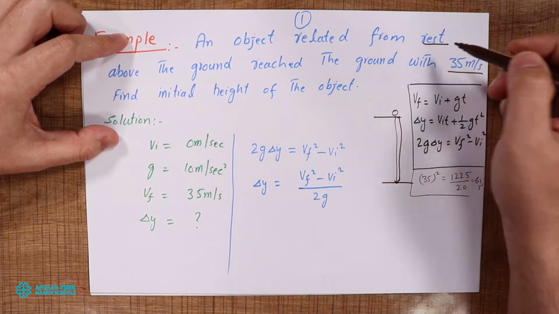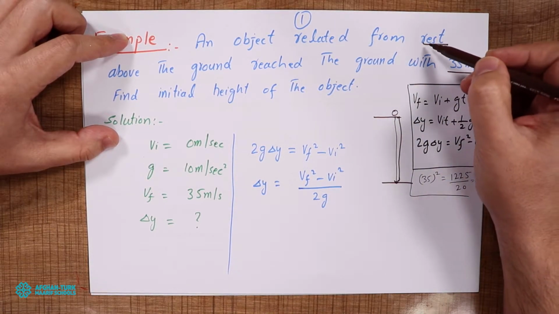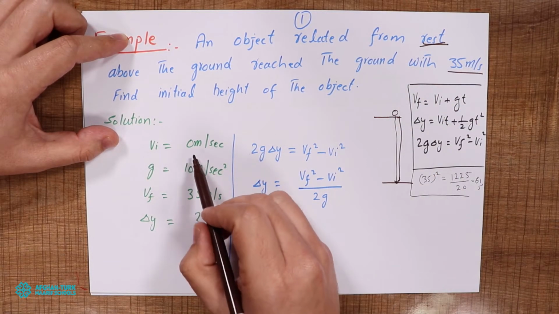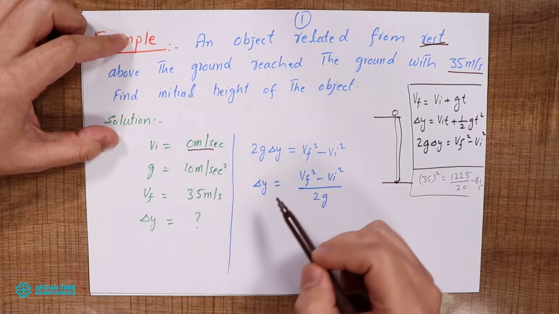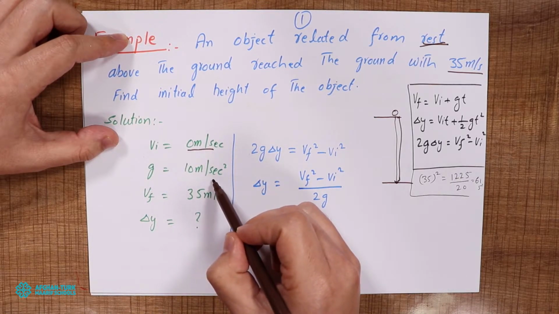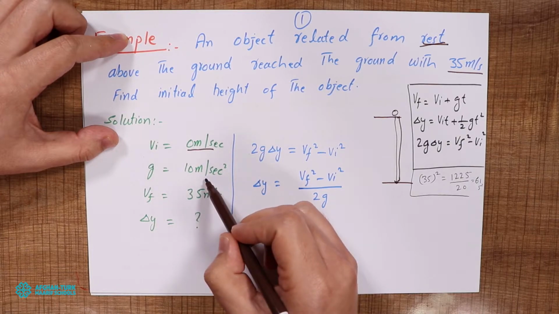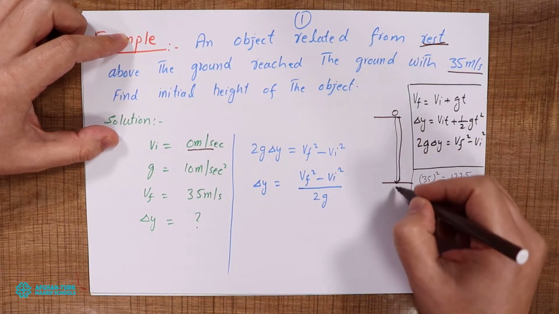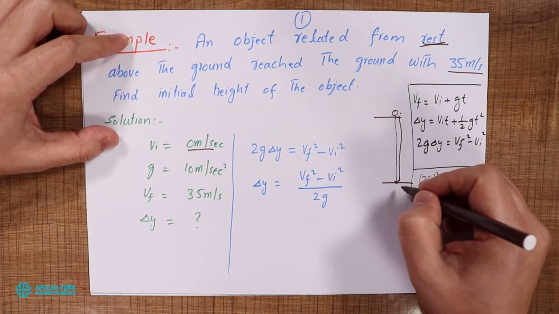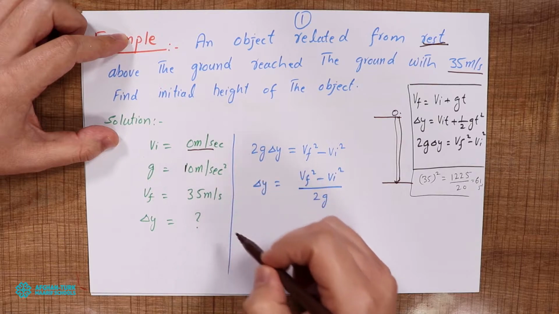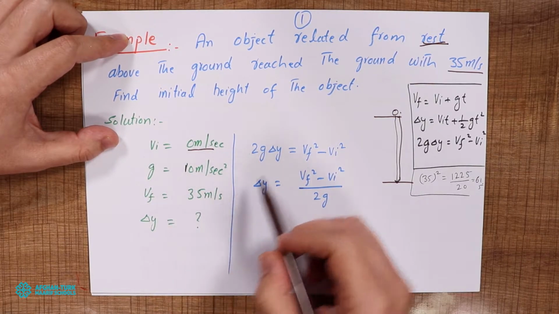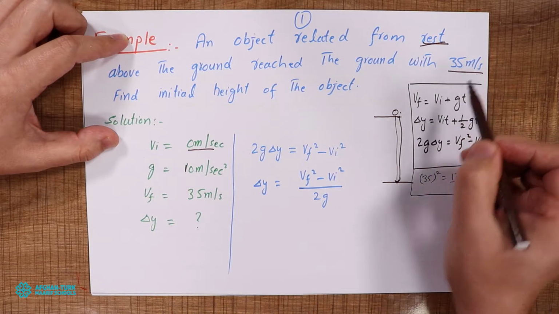Here, in the last lecture we said that whenever you see the word rest, directly put that the initial velocity is equal to 0 meter per second, and g value is 10 meter per second square. This is the acceleration due to gravity, and the ball is coming down from up to down. So g value is 10 meter per second square. This is constant. Vf, we know, is given as 35 meter per second.